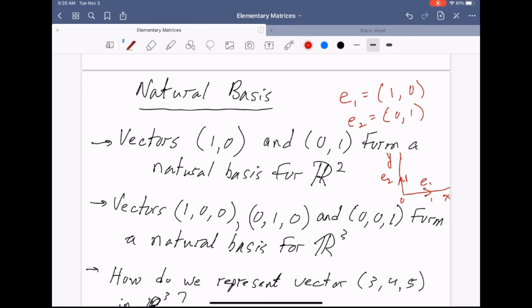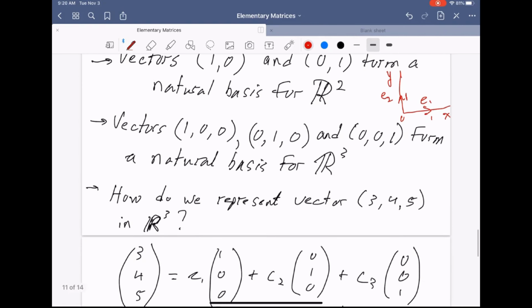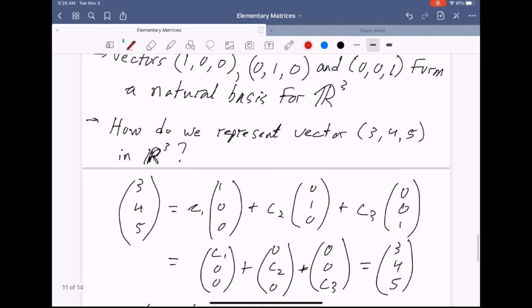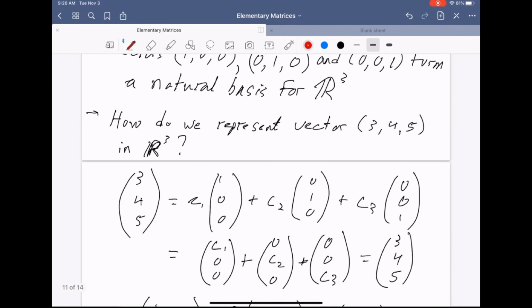And we have 0. In 3 space, or 3 dimensions, you have vectors 1, 0, 0, 0, 1, 0, and 0, 0, 1, and they form a natural basis for R3. So think of this graph that I've got in red here, and now add another dimension to it. How do we represent the vector 3, 4, 5 in 3-dimensional space? Well, to do so, we simply look at this. So in the standard Cartesian coordinate system.